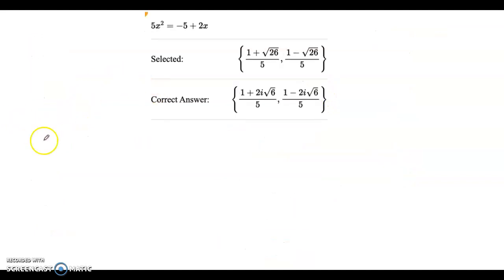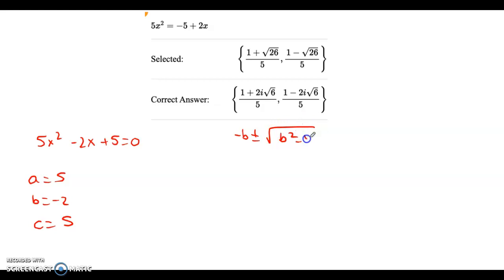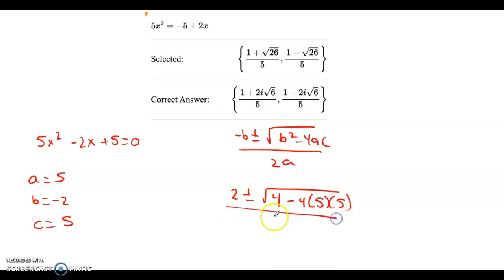The next one, again, set equal to 0. So you're left with 5x squared minus 2x plus 5 equals 0. A equals 5, B equals -2, and C equals 5. So again, just writing the formula out. Negative B is the opposite of B, which is 2, plus or minus the square root of B squared. -2 times -2 is a 4. B squared will always be positive. Minus 4 times 5 times 5, all over 2A, which is 10.